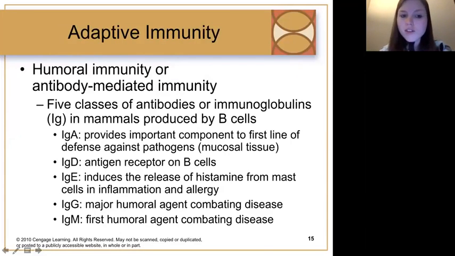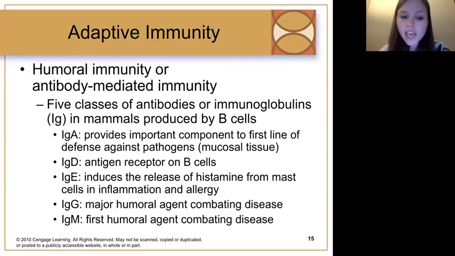So adaptive immunity, like I said, has two parts. So you have your humoral immunity, or antibody, and cell-mediated immunity. And so there are 5 classes of antibodies, or the immunoglobulins in mammals, that are produced by B cells. And so you don't really need to know specifically what each one of these do. I didn't really get into that until I was a little bit further into anatomy and physiology. But just so you can kind of see that each one has its own function, I'm just going to go over it really quickly.